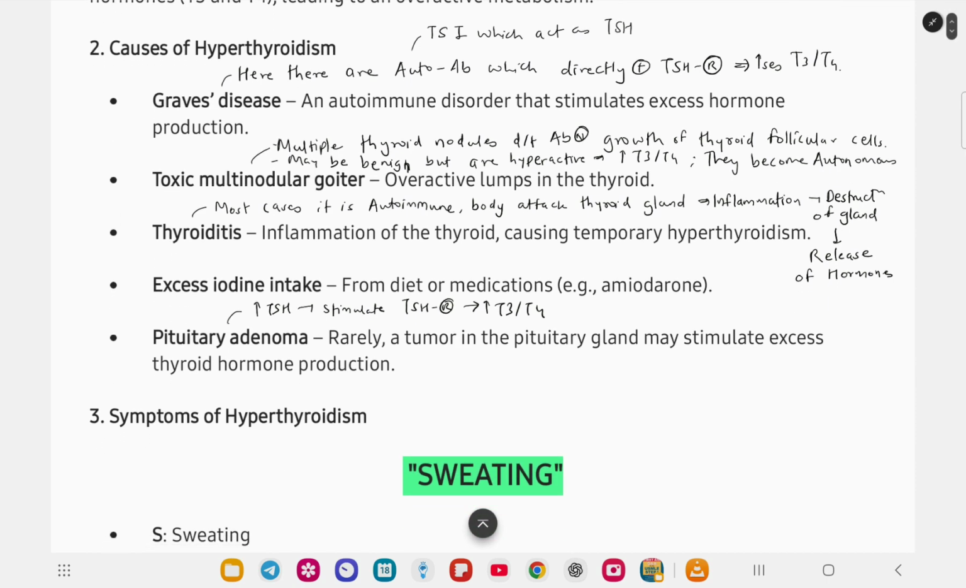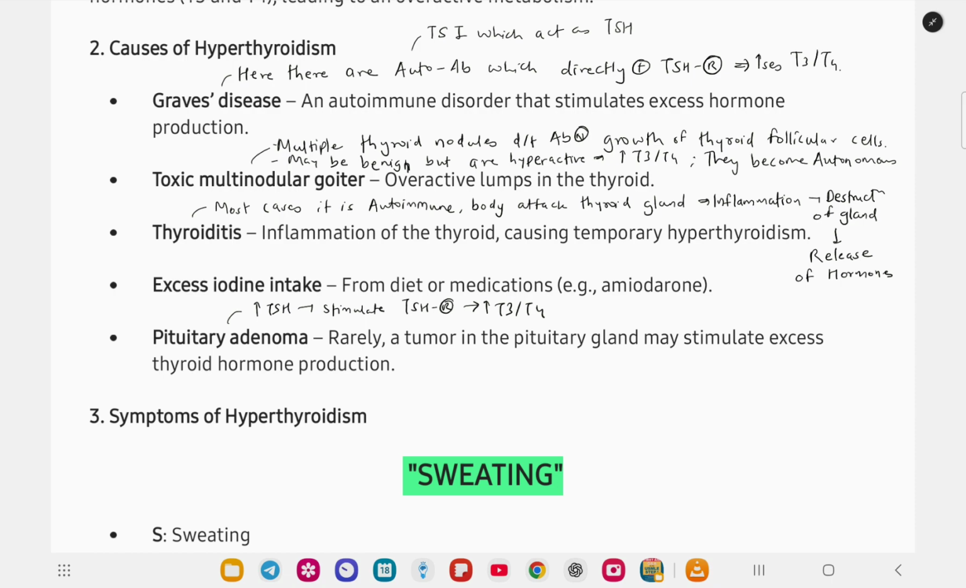And then there is toxic multinodular goiter. In this condition there are multiple thyroid nodules due to abnormal growth of thyroid follicular cells. It may be a benign condition, but the nodules are hyperactive. They increase T3 and T4 production, and after some time they can become autonomous. Means they are under no feedback control. They act on their own.